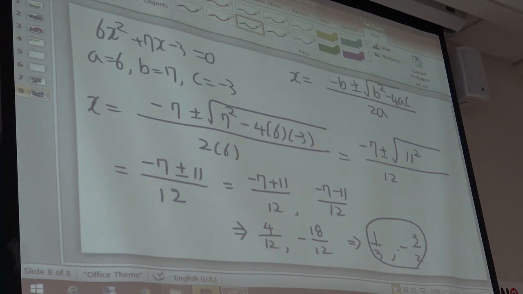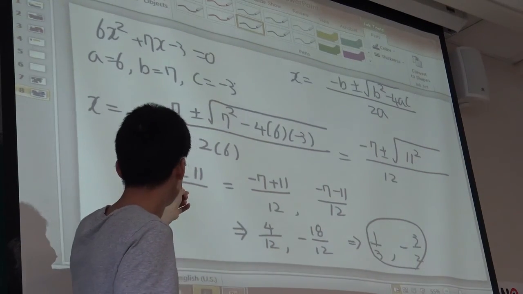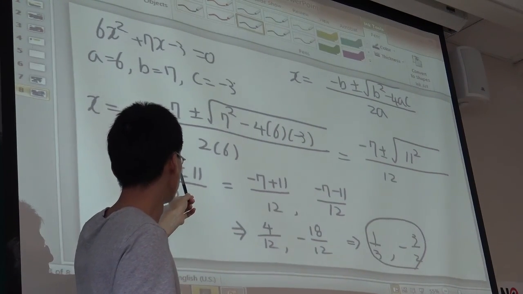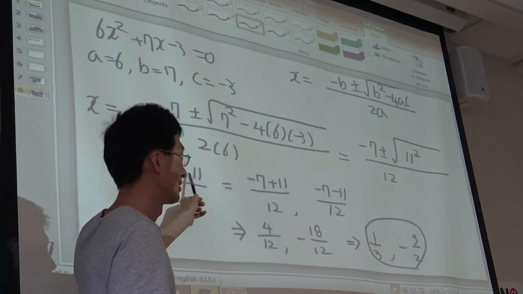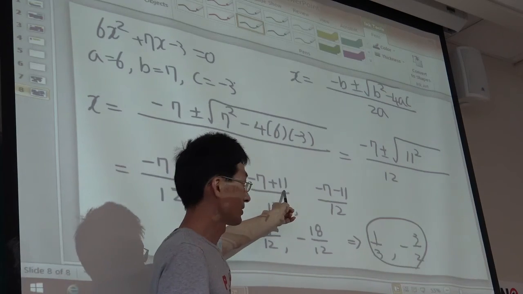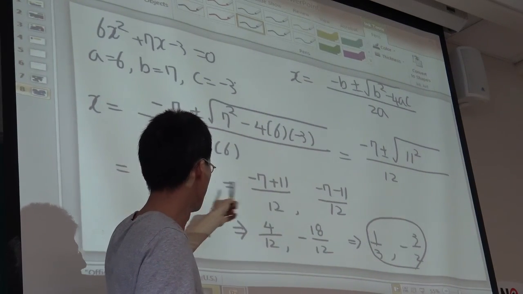How did it go negative? You got 7 plus 11 over 12, then you got negative 7. This one? Yeah, from here to there? So we have a plus minus. The plus minus means we have two different cases. The first one is the plus case, so we have negative 7 plus 11. The second one is the negative case, which is negative 7 minus 11.